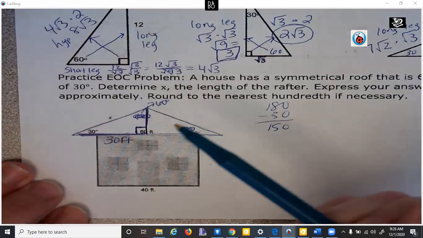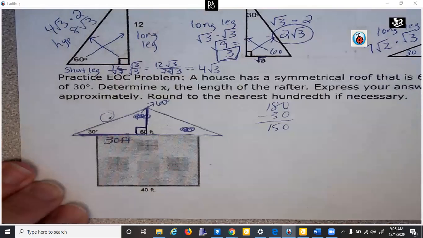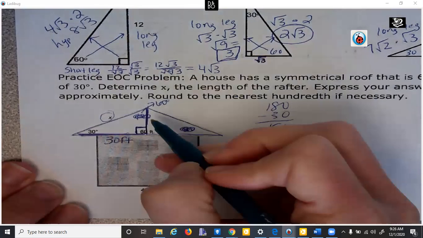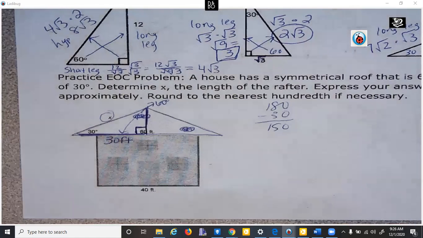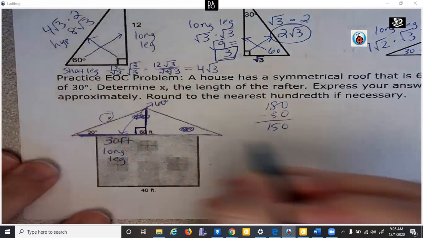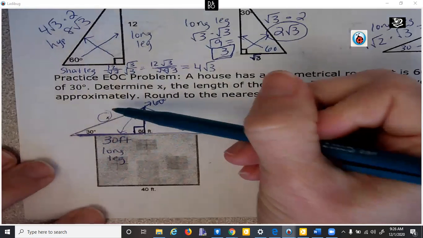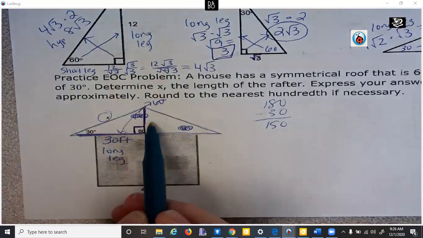And let's see, we're trying to find X. So we have the what side? What side is the 30 feet? The short leg, the long leg, or the hypotenuse? Long leg. Okay, so this is the long leg. And we need the hypotenuse, but we can't find the hypotenuse yet. What do you have to do first? Find the short leg. How do you find the short leg?